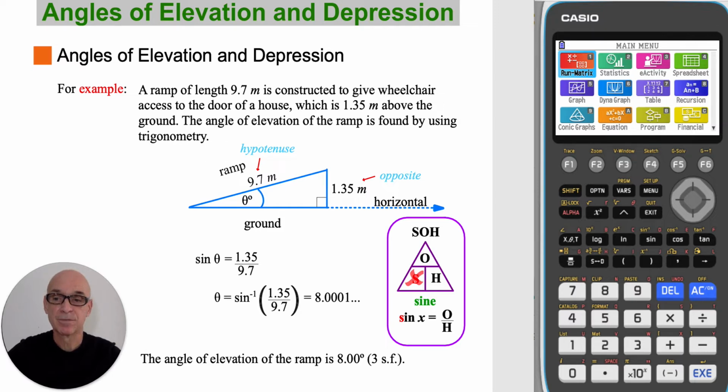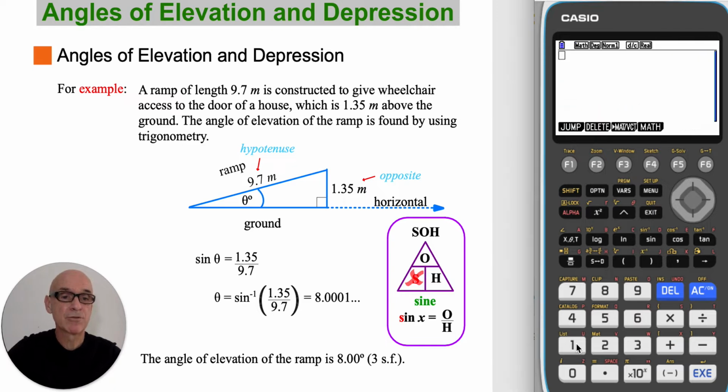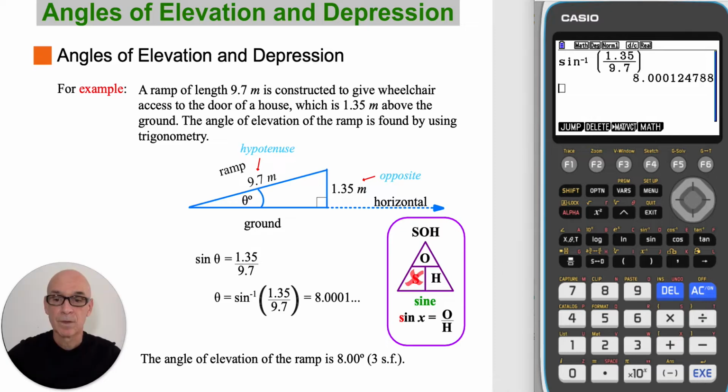Additionally, covering up sine in the triangle, we see that to find the angle, we need to divide the opposite by the hypotenuse. Using inverse sine to find the angle, from the main menu, selecting Run Matrix, pressing Shift and then pressing the sine button to access inverse sine, opening a bracket and pressing the fraction button, putting 1.35 in the numerator and the down cursor to get to the denominator, and putting 9.7. Pressing the right cursor to come back up and closing the brackets and pressing Execute to perform the calculation. So the angle of elevation of the ramp is 8.00 degrees, correct to three significant figures.